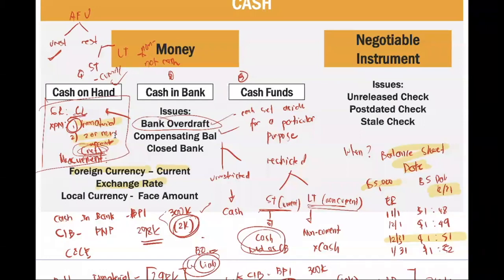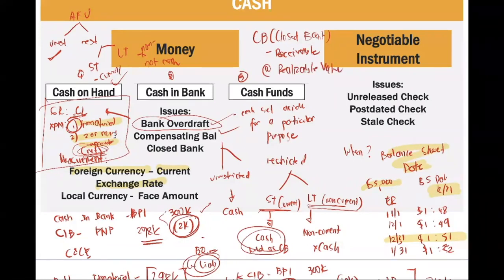We go now to another issue in your cash in bank. What is that issue? Closed bank. So what happens in a closed bank? If there is a closed bank, of course, you can no longer get your deposits out of that closed bank. So what will happen if it is a closed bank? Our treatment is that we will not account for it as cash. It will be presented as a receivable at its realizable value.